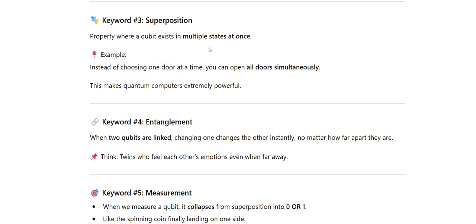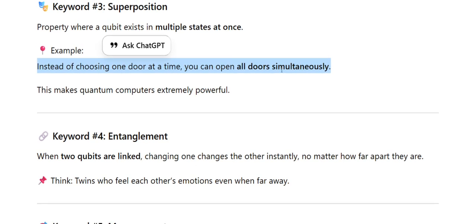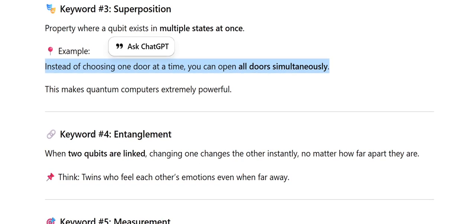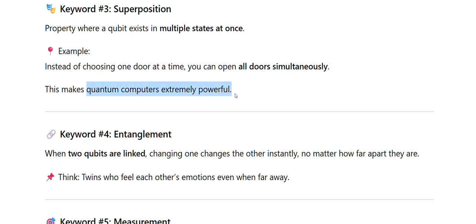So what is superposition? It is the property where a qubit exists in multiple states at once. So it can be on and off, multiple states at once. Instead of choosing one door at a time, it is as if we are opening all the doors simultaneously. This is going to make quantum computers extremely powerful, guys.